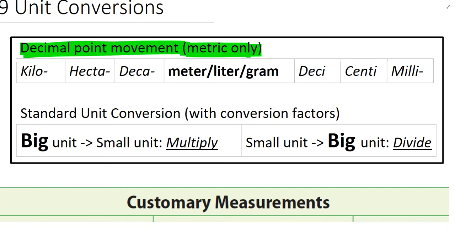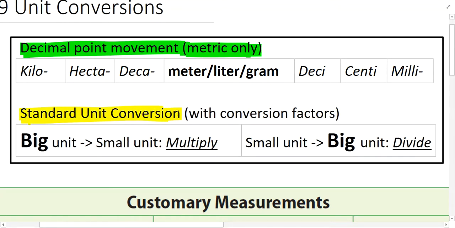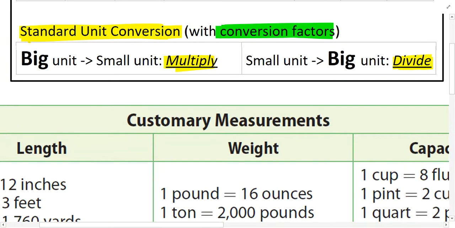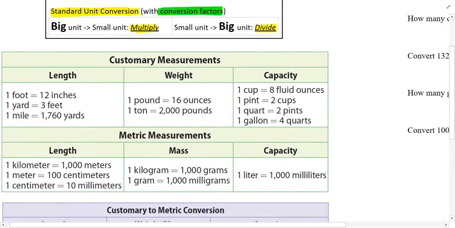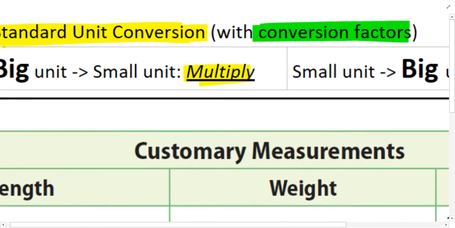For any other conversion, if it's standard units or if it's a standard unit mixed with a metric unit, you'll probably want to use this set of rules down here. And this is just a handy reminder of when to multiply and when to divide. But you must have a conversion factor in this process. If you don't have a conversion factor, then you won't be able to use this. And that's what the bottom half of this handout is all about. These are all kinds of different conversion factors.